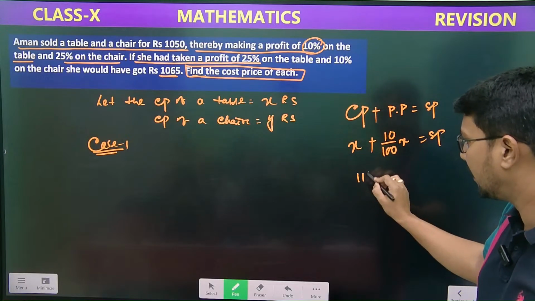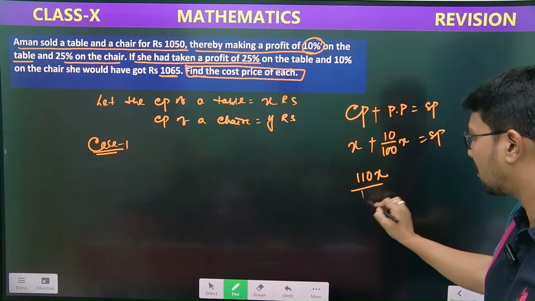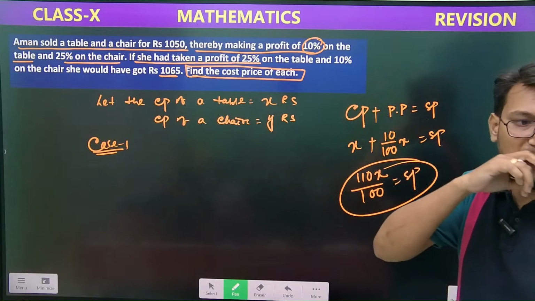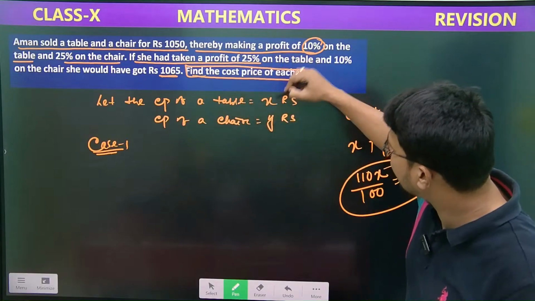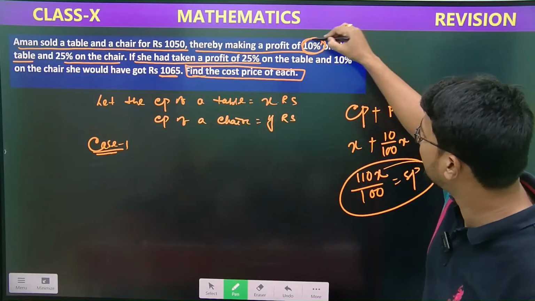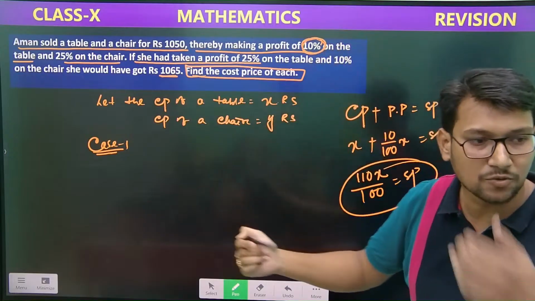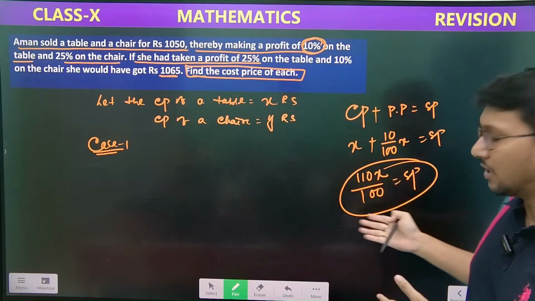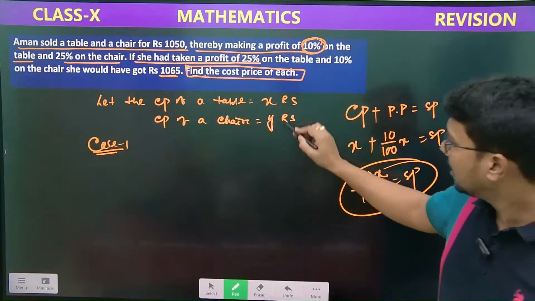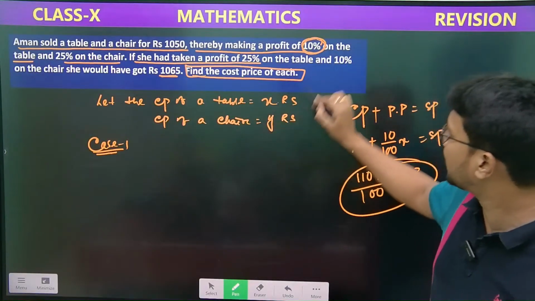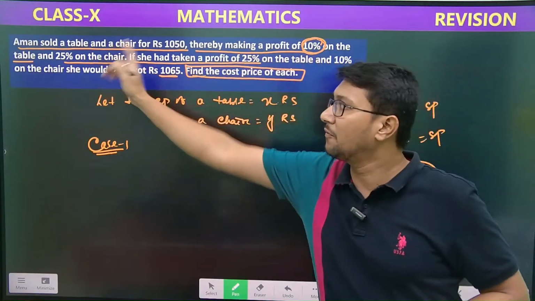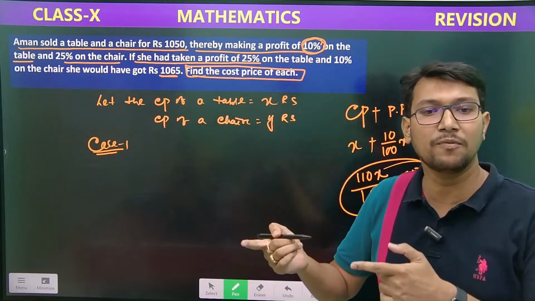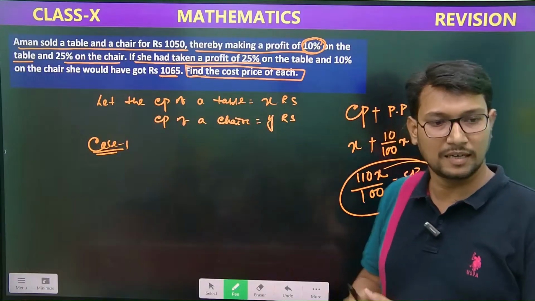So the selling price is 110X by 100. If the cost price is X, after getting 10% profit, the selling price would be 100 plus 10, 110X by 100 rupees. Similarly, if Y rupees is the cost price of a chair, with profit percent 25%, the selling price would be 125Y by 100.